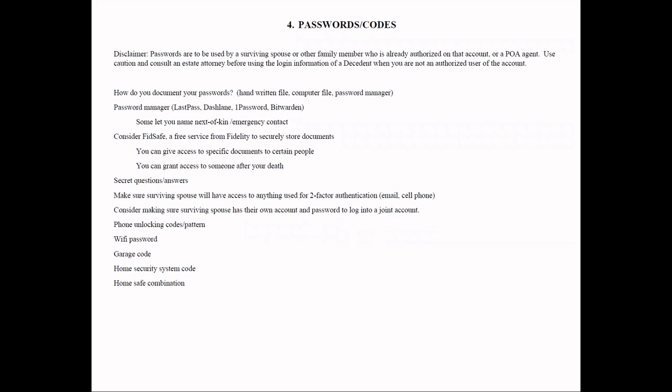Obviously you want to have your passwords documented. Like Lady Geek was saying, for your power of attorney, if you're incapacitated, they do have authority, I believe, to log into your accounts and handle your accounts for you. In a lot of cases, your surviving spouse is also on the account and would have authority to log in. But other than that, if somebody passes away, we want to be really careful about using passwords to log into the account. We want to say, check with your estate probate attorney before you do that.